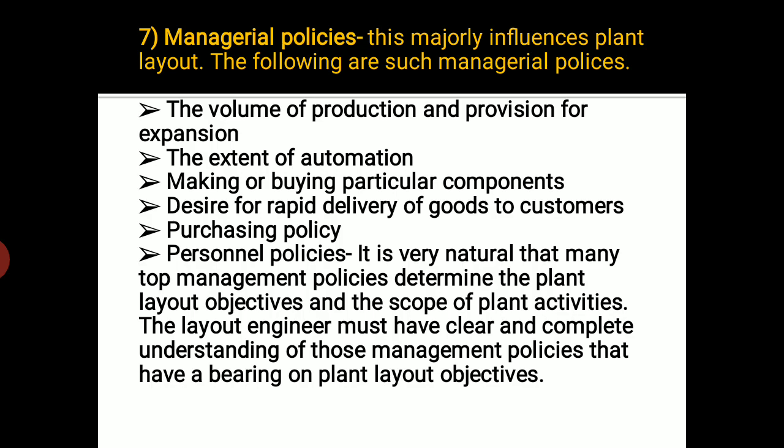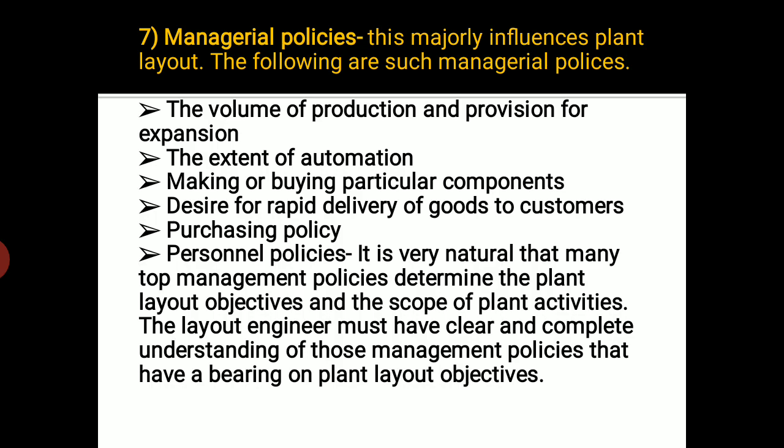Next one is the extension of automation. At times you have 5 automated machines, and then after expansion you may feel that 2 more machines are to be accommodated. That is how the managerial policy affects. Next, making and buying particular components. I gave you this explanation earlier also, that at a very initial stage a production house decides that 5 components are needed, and out of these 5 components, 3 are such which we are going to make, and 2 are such which we are going to buy. That means whatever the making decisions are, that will definitely affect the plant layout. So it depends on the managerial policies.